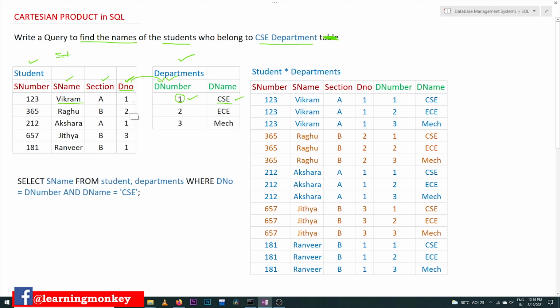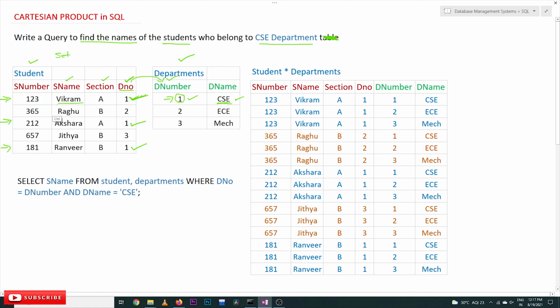We have to combine these two tables, and wherever the D number of the student, see here, is equal to 1, from that we are going to understand that wherever the D number is equal to 1, the student belongs to the CSE department. See here, what is the number of the CSE department? The number of the CSE department is 1. So wherever the D number of the student is equal to 1, see here, here it is equal to 1, here it is equal to 1, and here it is equal to 1. Okay, so these are the three rows where the D number is equal to 1, which means that these are the three students who belong to department CSE.